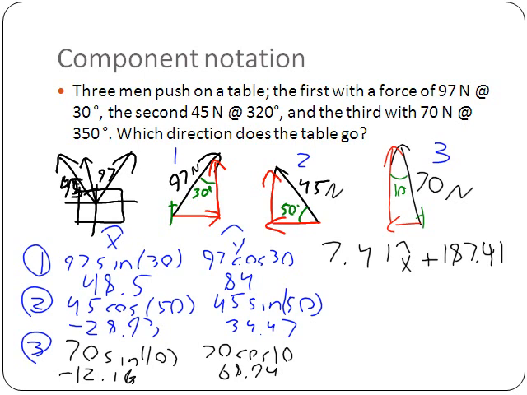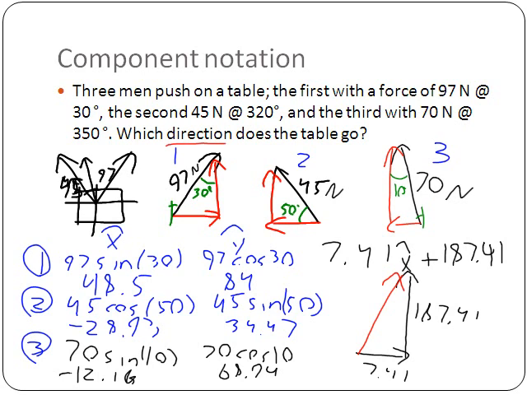Sketching this out, we know it's going to be positive x, so 7.41. Then we have y, 187.41. Notice when we do this, we're adding them head to tail. Looking for the resultant, our total here, the direction of the table is going to be like that. So that's going to be our vector here. We could figure out the total force if we wanted to using the Pythagorean theorem. But in this case, it asks us for the direction.